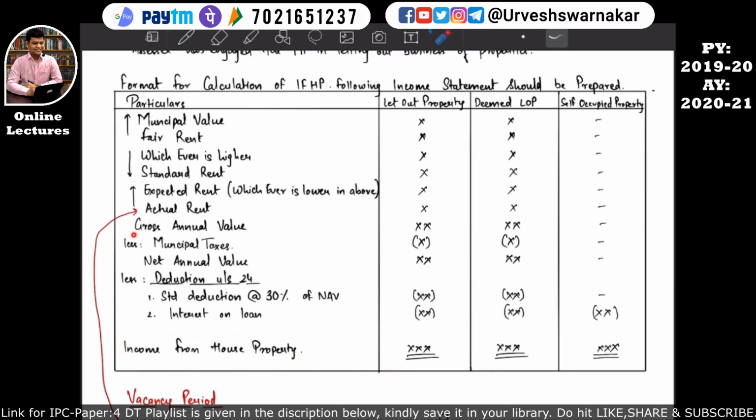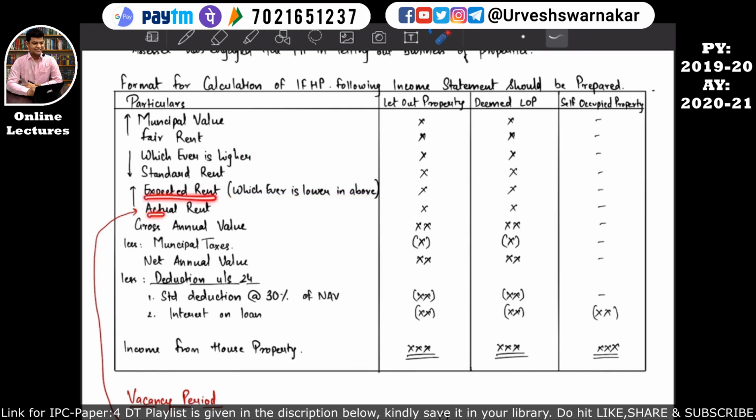In order to calculate the gross annual value, the question will provide us with the fair value as well as the municipal value. Whichever is higher, we have to find it here, and then we have to compare whichever is higher with the standard rent, and out of these two, whichever is lower will become our expected rent. So that's why over here I have written whichever is lower for this. Okay, I hope this is quite clear.